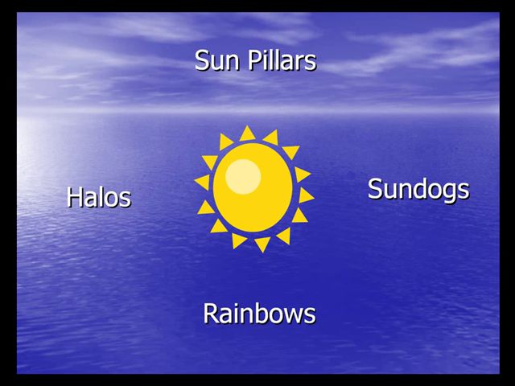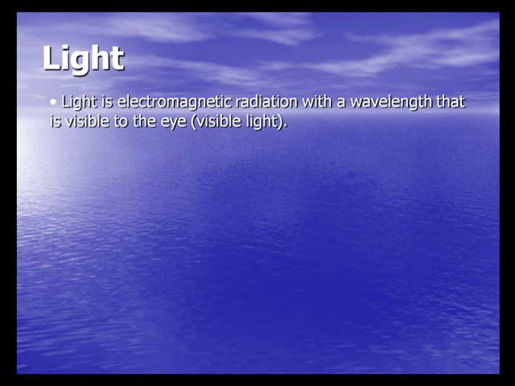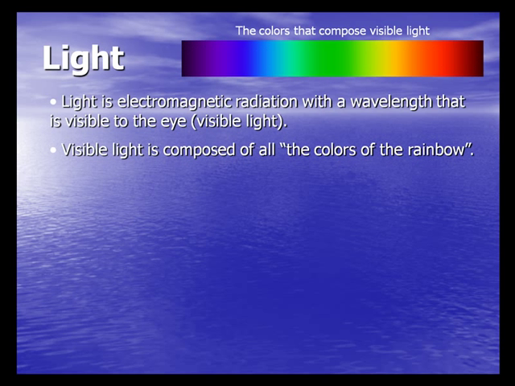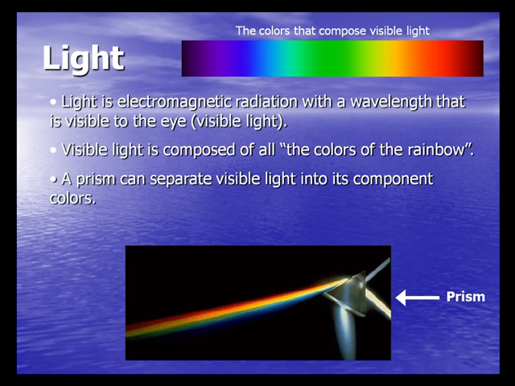To better understand how the atmosphere produces these bursts of color, we need to understand a little something about light. Light is electromagnetic radiation with a wavelength that is visible to the eye. This is the light we see. Visible light is actually composed of all the colors of the rainbow. We can see these colors by using a prism. The properties of a prism allow it to break visible light apart into its component colors, colors ranging from the darkest reds to the deepest violets and everything in between.